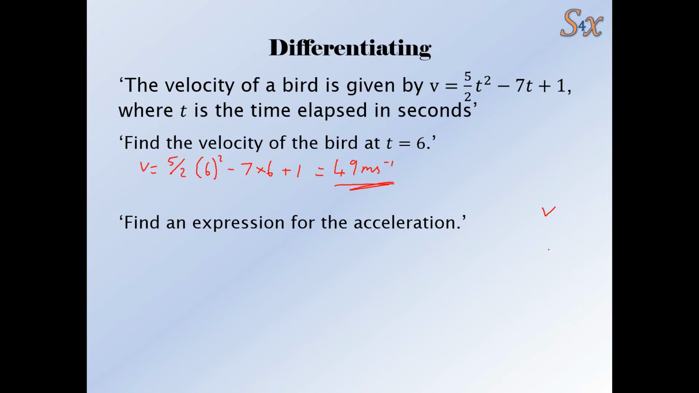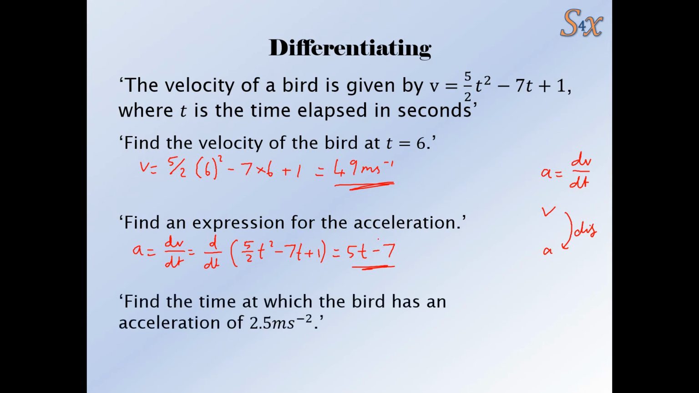Remember, to go from velocity to acceleration, we just differentiate. That's because acceleration is the rate of change of velocity. It's dv by dt. It's how fast the velocity is changing. So I need to differentiate the expression for the velocity, which was 5 over 2 t squared minus 7t plus 1. If I differentiate that, I get 5t minus 7, and that 1 disappears. There's my expression for the acceleration. It's 5t minus 7.